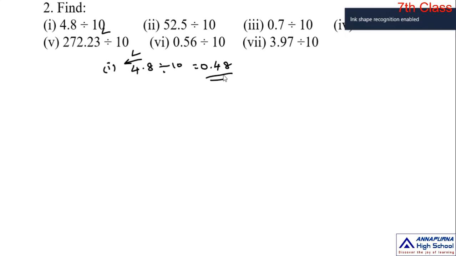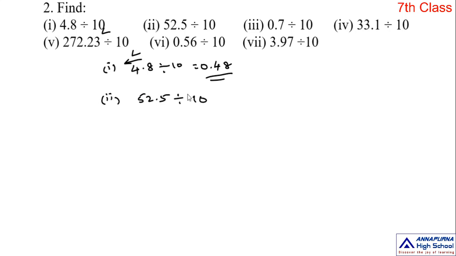4 which is equal to 0.48. Similarly, you take this one, 52.5 divided by 10. Same as this one. So, 2, 3, 4, 5, 6. So, division of decimal number by 10. This is second problem completed. So, take the second bit.